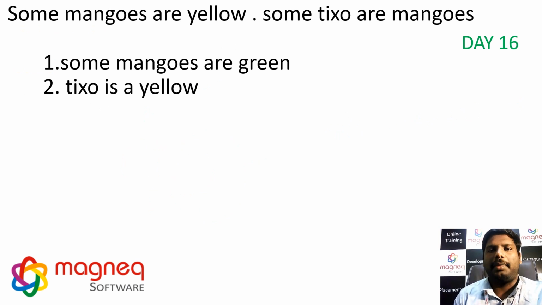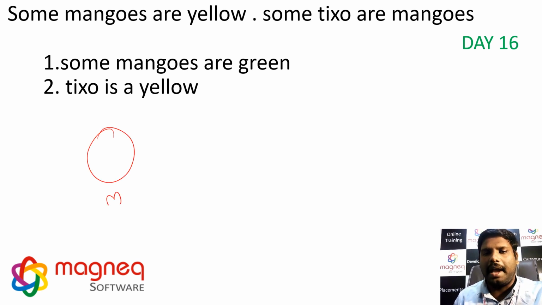Next one, statement: some mangoes are yellow, some tixo are mangoes. And conclusion: some mangoes are green, tixo is yellow. So first given, some mangoes are yellow. M means mangoes, Y means yellow. Some tixo are mangoes. First conclusion, some mangoes are green.